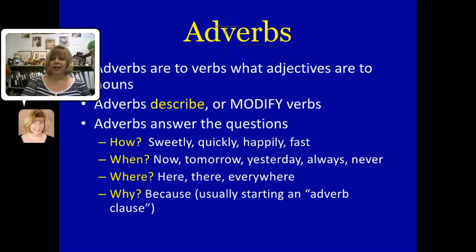Adverbs will answer questions like how. How is an action performed? It happens sweetly, quickly, happily, fast. An adverb will tell you when about a specific verb. When did that action occur? It's happening now. It happened tomorrow, yesterday. It always happens. It never happens. An adverb will tell you where something happened: here, there, and everywhere. And sometimes an adverb will also tell you why an action takes place. This includes things that start with because, which usually starts what's known as an adverbial clause, which will give you more information about the action. And that's all the roles that adverbs play.